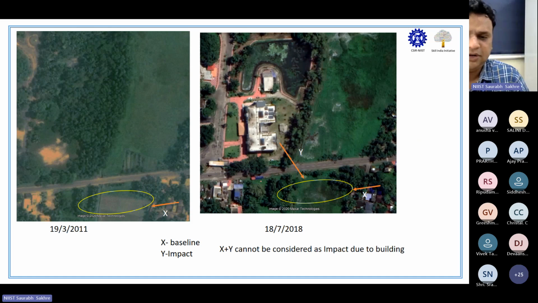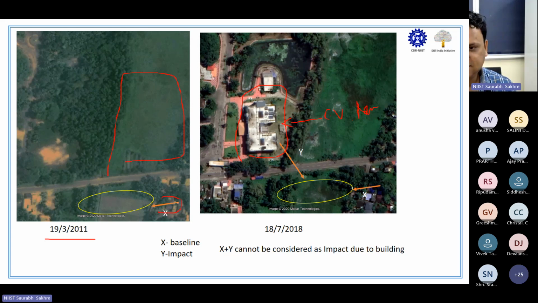I'll give you an example now. This is our CSIR NIST. This is the CV Raman block of our CSIR NIST. It is a chemical science division. It is the CV Raman block in CSIR NIST where I am situated right now. This image you are seeing is of 2011. You can see here there was no building at all, and there were some houses.